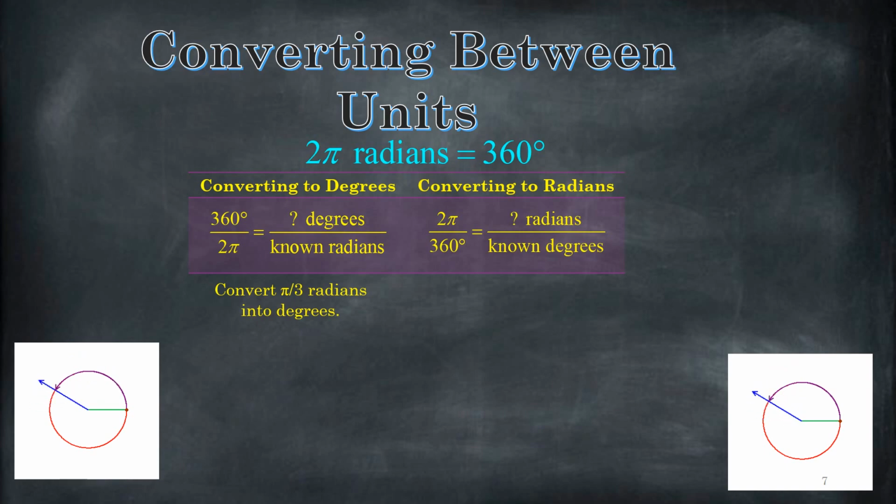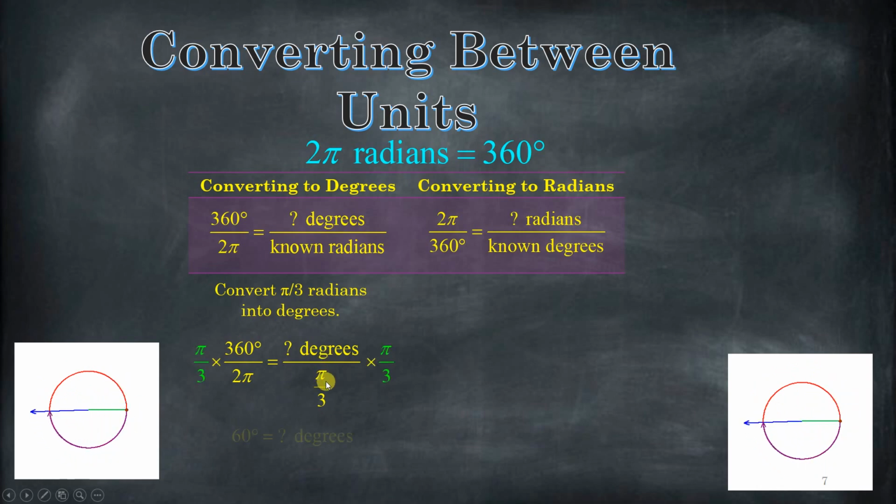So pi over 3 radians, that would be 1/3 of the radius wrapped around the circumference. That's kind of a weird idea. We don't think about degrees that way at all. But let's go ahead and set this up. So 360 divided by 2 pi, that's our ratio, is equal to how many degrees compared to pi over 3.